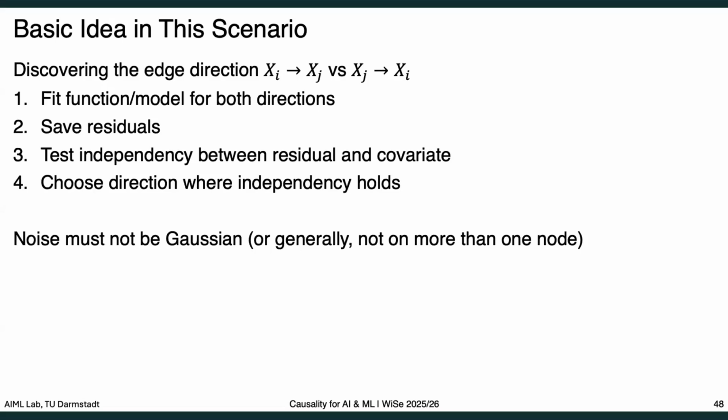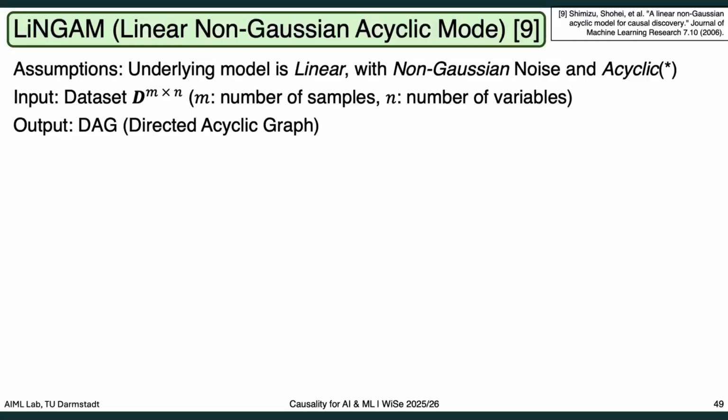In full generality, it could be Gaussian on exactly one, but not more than that node, but that's more of a technical detail. So with that, let's take a look at the specific causal discovery method that does that, called linear non-Gaussian acyclic models, short LiNGAM. The assumptions are completely in the name. Input is a dataset as usual, but now importantly, compared to the methods we looked at previously, our output is not a CPDAG, not a PAG, but actually a full directed acyclic graph.